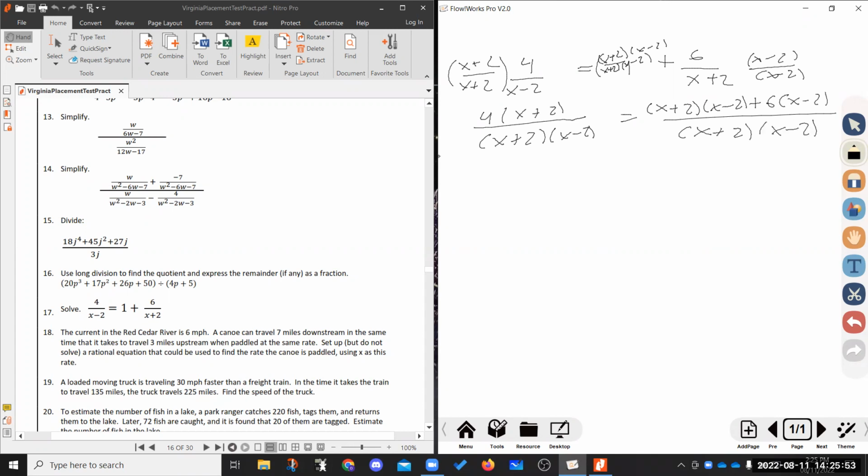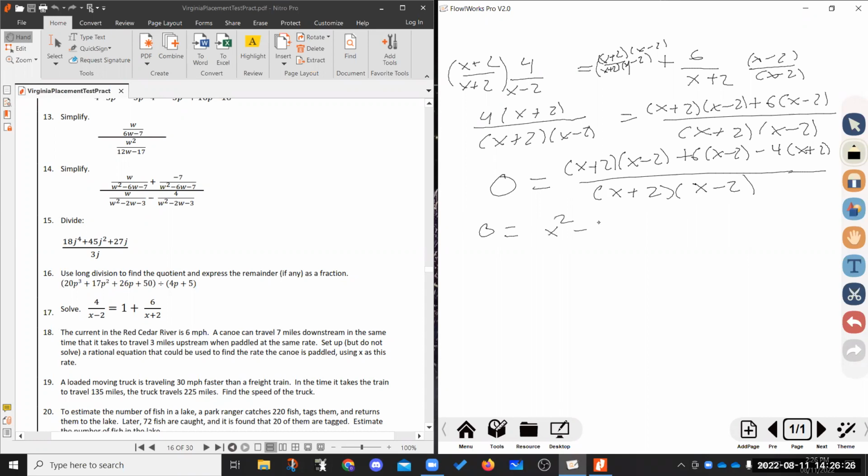I can subtract one from the other now. Let's subtract this way so I make sure that I get the x squared. So 0 is going to be x plus 2 times x minus 2 plus 6 times x minus 2 minus 4 times x plus 2 over the common denominator of x plus 2, x minus 2. And it's the same problem that I had just a minute ago when I ended up with x squared minus 4 plus 6x minus 12 minus 4x minus 8 over x plus 2 times x minus 2.